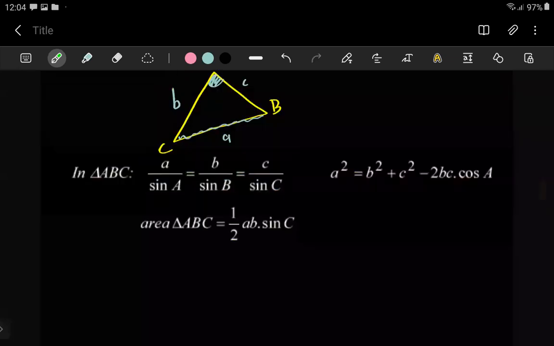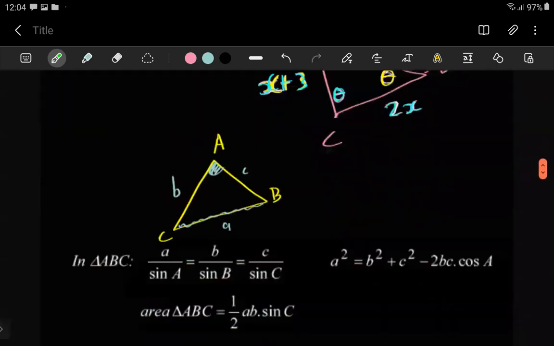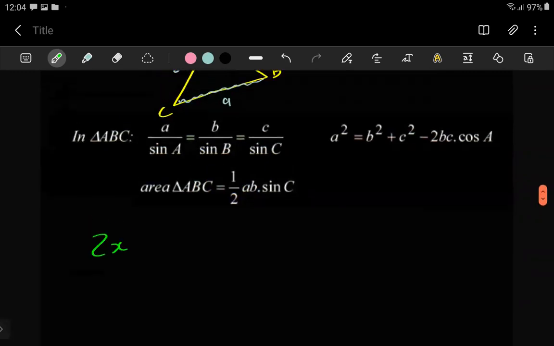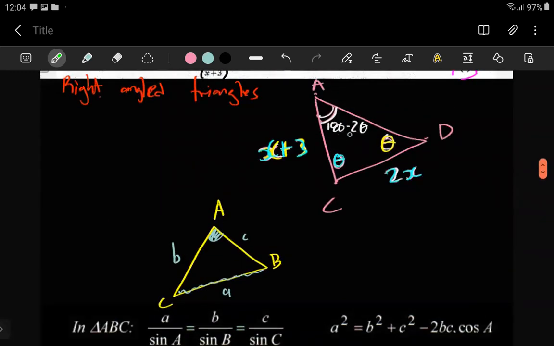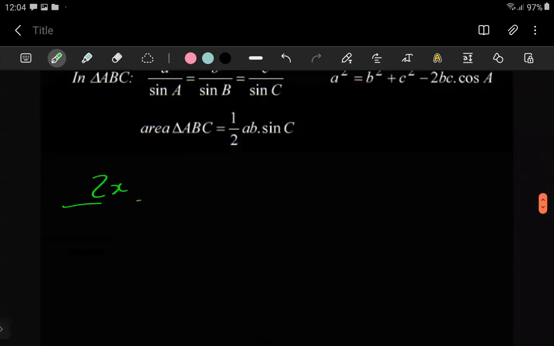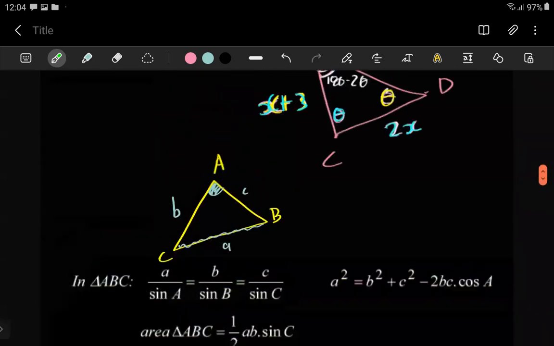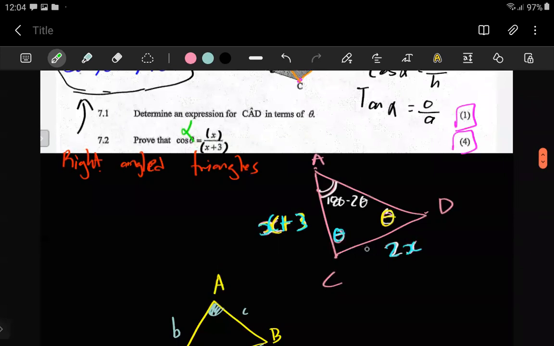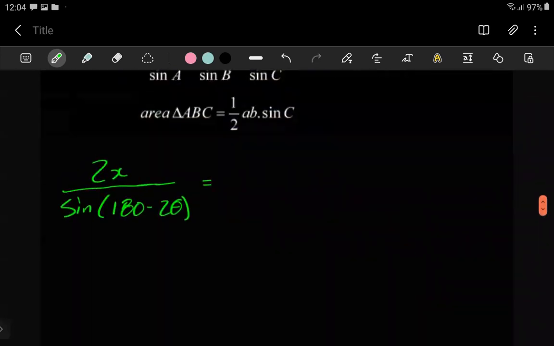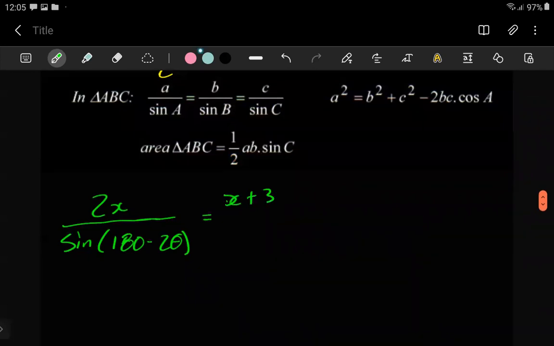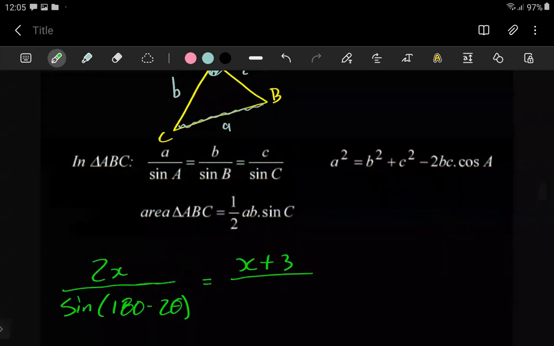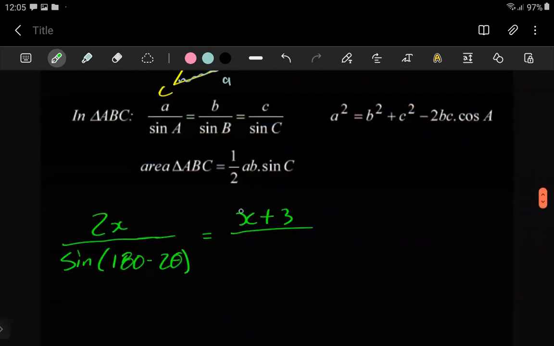So in our sine rule, already we know that we want sine, the side on the top, right, which is 2x, its opposite angle is 180 minus 2 theta. So here we'll have sine of 180 minus 2 theta. And then here also we have x plus 3 at the top, and then here we have theta at the bottom. Do you see it?